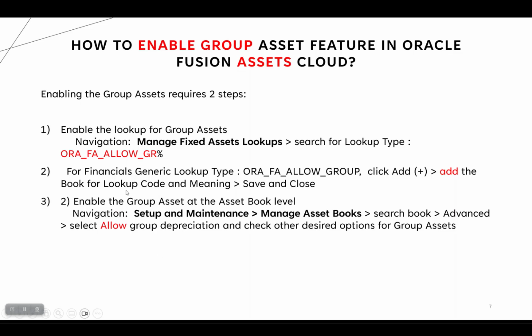Once you put the book name here at lookup code and meaning in fixed assets lookups, again navigate to the book which you already assigned here and search for it, manage asset books advanced, and select allow group depreciation. The group assets type will now be available for only these books. Whatever you put, 1 book, 2 books, 3 books, it will be allowed for only these books.